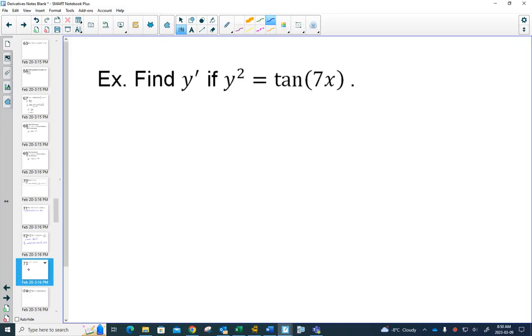So again, analyze the question, prepare yourself, think of all the rules that are going to have to take place to find y prime here. Do you notice that you have a y squared? So that's going to be implicit differentiation. You notice the 7x is inside the tan, so that is going to be a chain rule. So first of all, we're going to take the derivative of the whole thing.